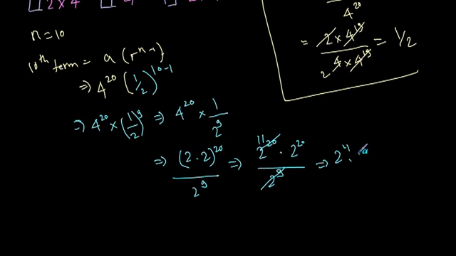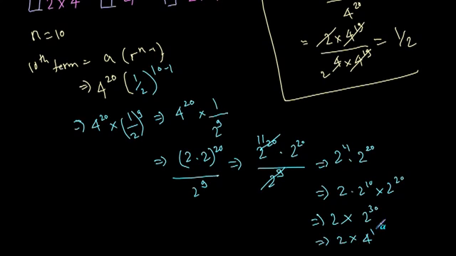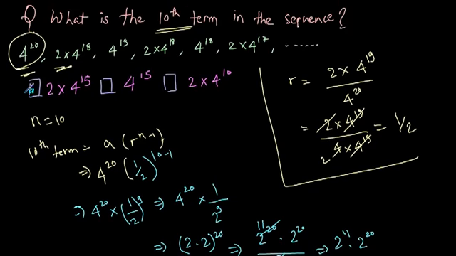So 2 raised to 11 into 2 raised to 20. Now we want a single 2 outside. So the single 2 into 2 raised to 10, 2 raised to 11 can be written like this, into 2 raised to 20. We can club this, 2 into 2 raised to 30. This can be written as 2 into 4 raised to 15. So the answer is 2 into 4 raised to 15. So the first one is the correct option.